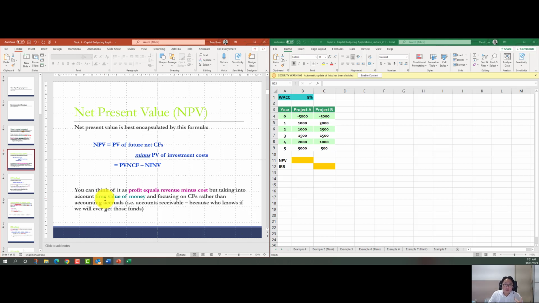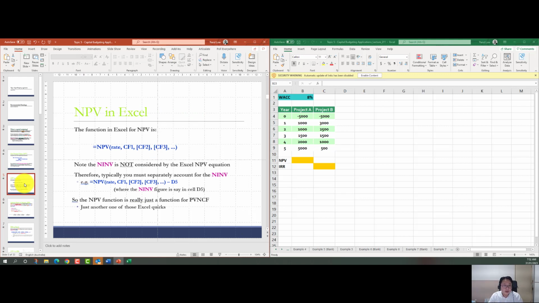So what are accounting accruals? Well, basically in accounting, there are things like receivables, but accounts receivables means you might have sold a product or a service, but that cash hasn't hit your account yet. So these cash flows are actual cash flows which enter your bank account, right? So basically, net present value is just profit equals revenue minus cost, but incorporating time value of money and focusing on cash flows. And that's pretty much it. That's a good summary of the NPV.